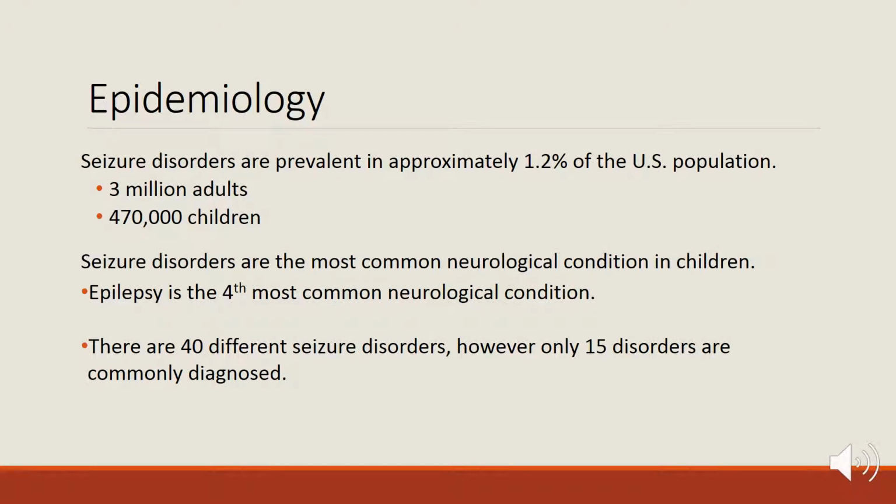Seizure disorders are prevalent in approximately 1.2% of the U.S. population. Of that 1.2%, 3 million are adults and 470,000 are children. Seizure disorders are the most common neurological condition in children. Epilepsy is the fourth most common neurological condition.